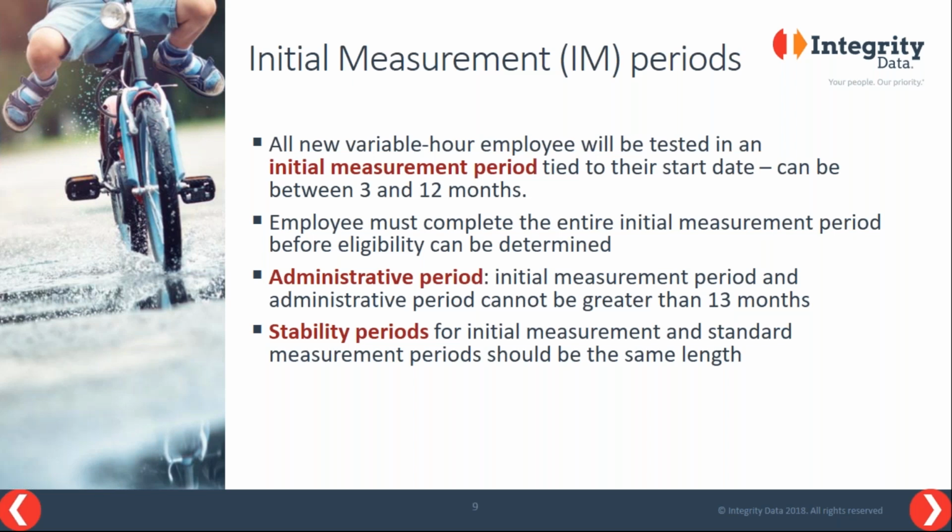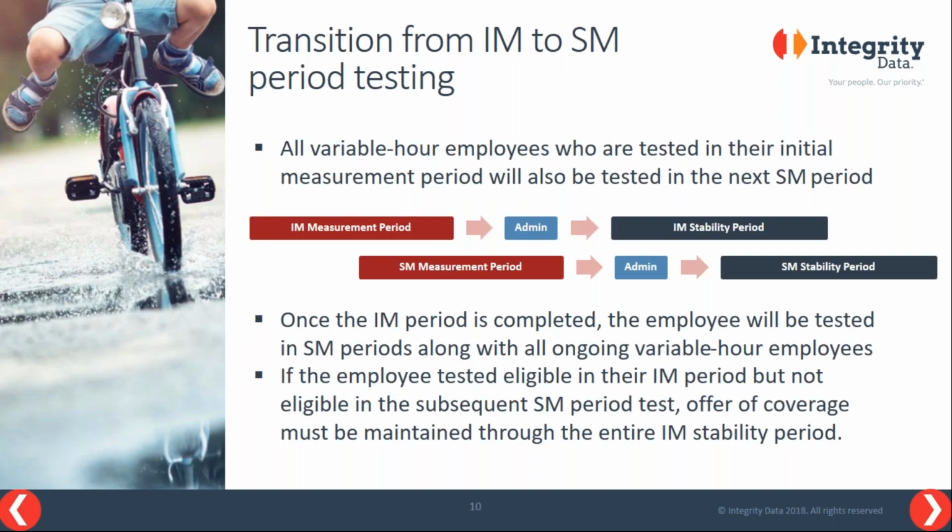Stability period must be the same in standard measurement period and initial measurement periods. If not, there will appear gaps in coverage as they transition from the initial measurement period test to a standard measurement period test. So for variable hour employees that will continue employment, there will be a transition period where they move from an initial period to a standard measurement period testing. In the graph, you will see that there is a time at the end of the employee's initial measurement period that the same hours will be used for both the initial measurement and the standard measurement period testing.